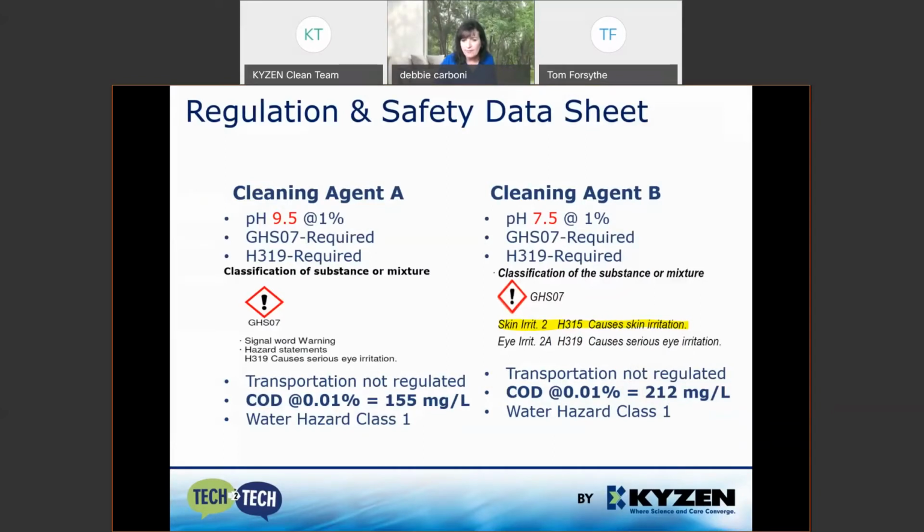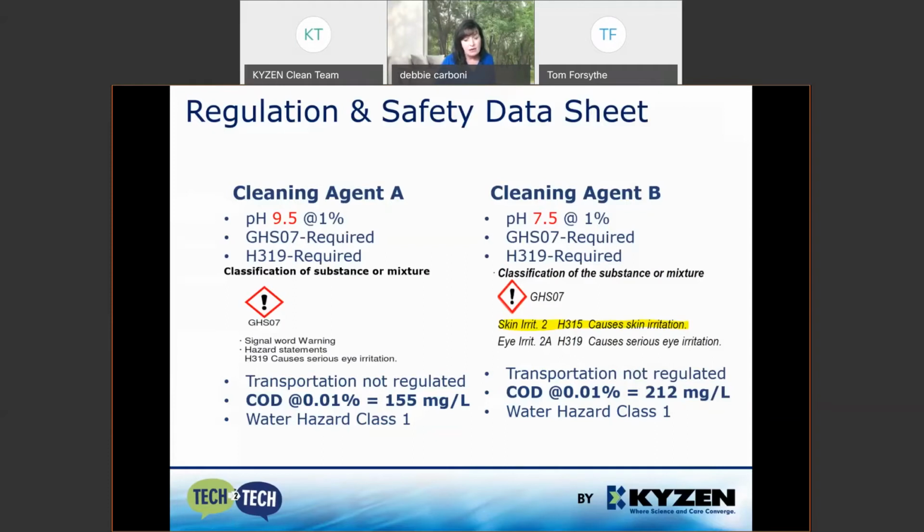But I want you to notice one thing. The pH of 7.5 has a hazardous warning for skin, and yet the 9.5 pH does not. So how is it that cleaning agent A is 100 times more alkaline and yet is not a skin irritant? Well, do you remember that whole product being a mixture of many ingredients used for specific reasons to make it work? It turns out that pH is not the only measure that counts when it comes to effectiveness or health and safety.